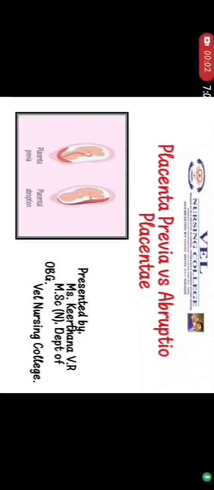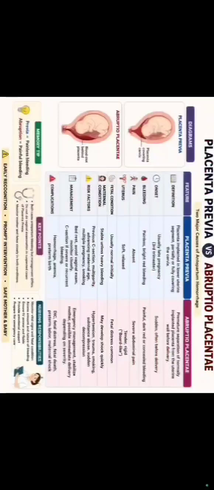Hello everyone. Today we can see the difference between placenta previa versus abruptio placentae. As we know, these are the two major causes of antepartum hemorrhage. What is meant by antepartum hemorrhage? Antepartum hemorrhage is defined as bleeding from the genital tract that occurs after the 20th week of pregnancy till the birth of the baby. Now we can see the difference between placenta previa and abruptio placentae.